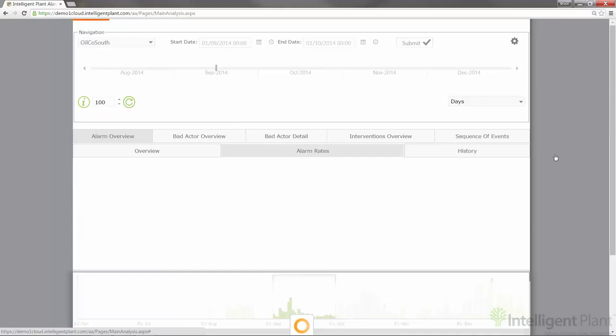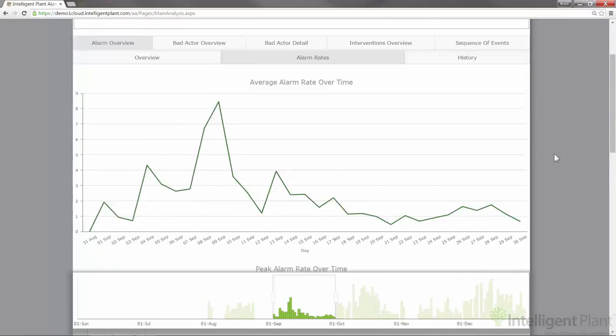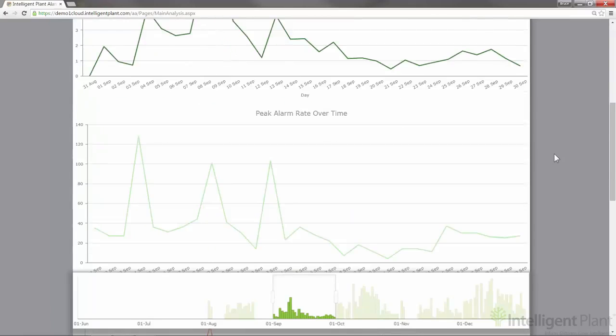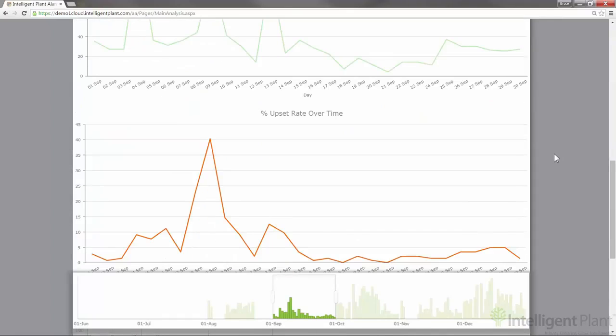There is a tab with some supplementary information. There are plots of the main KPIs, average alarm rate, peak alarm rate, and percentage time in upset over time. We can see that there must have been some kind of significant event on the 9th of September, as there is a peak in each chart on this day.